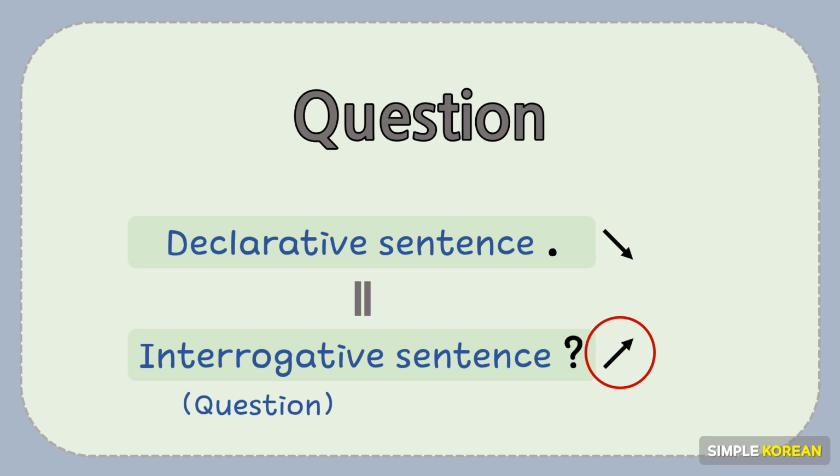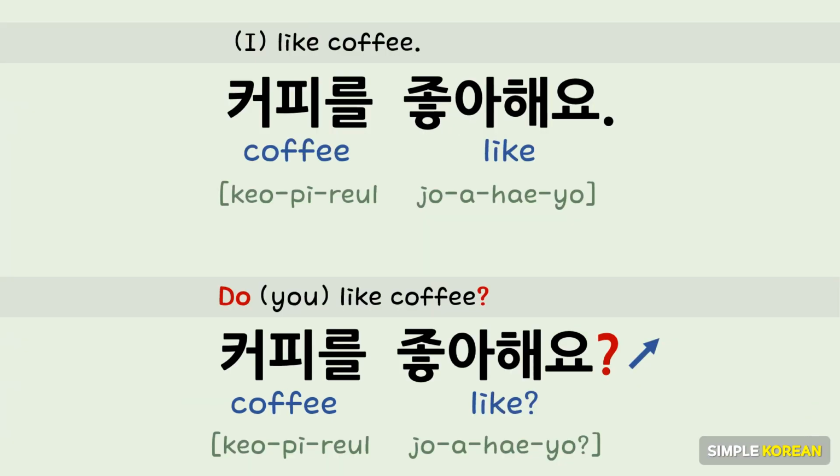In Korean, when you make a question form, you don't need to change the word order. Just raise the intonation of the sentence ending. Look at these examples. 커피를 좋아해요. I like coffee. 커피를 좋아해요? Do you like coffee? Two sentences are exactly the same, only the intonation of the sentence ending is different.